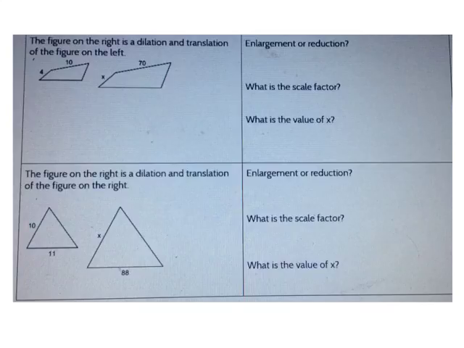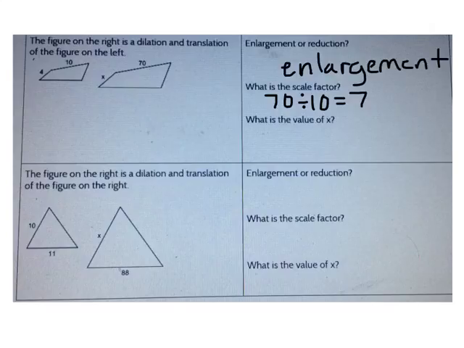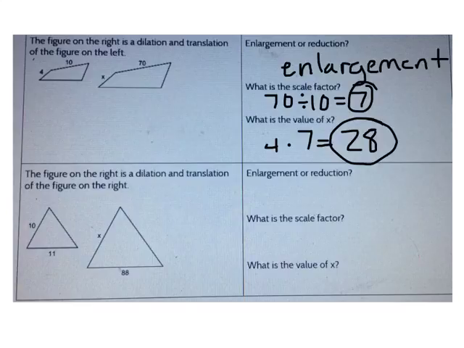The figure on the right is a dilation and translation of the figure on the left. Is it an enlargement or a reduction? It's an enlargement. What's the scale factor? The scale factor is 7. 70 divided by 10 is 7. So what's the value of x? The value of x is 28. 4 multiplied by the scale factor of 7 is 28.